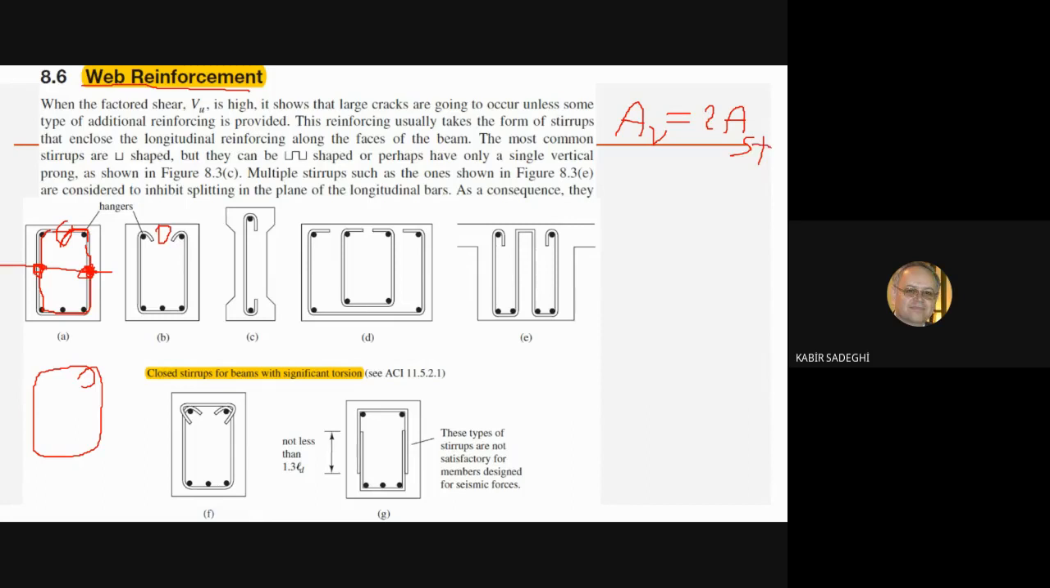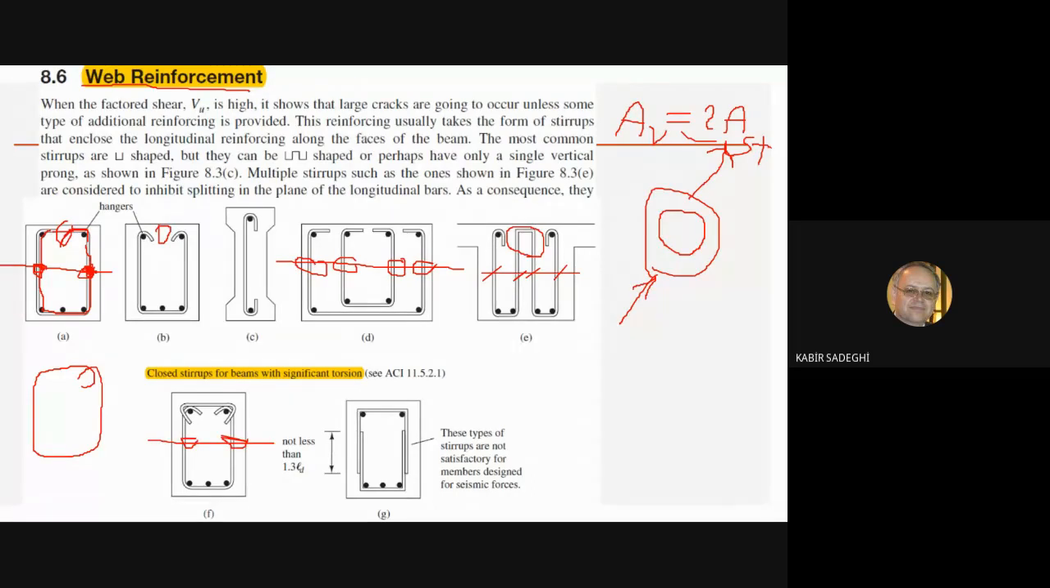If the area is, for example, pi d square, you should consider two times that. If you have this condition, actually you should consider four, one here, one here, one here, and one here. You should consider Av as four times the area of one steel. Here again, four: one, two, three, four. It shows why one shape like this is considered. You may not like that, but the efficiency of that is four times. Here again, there is two times the area, one here, one here.